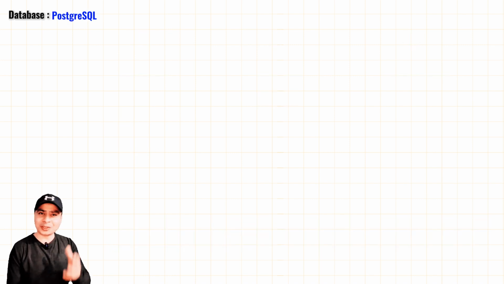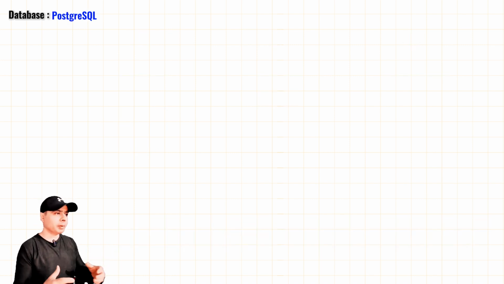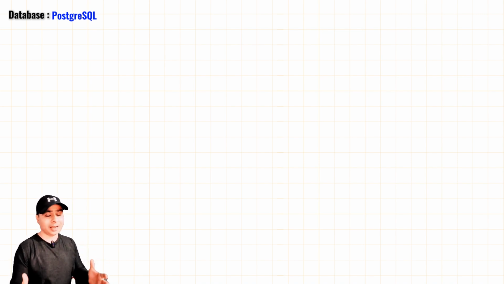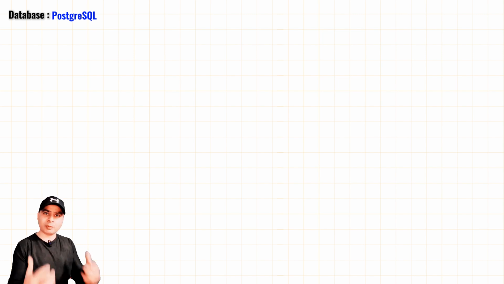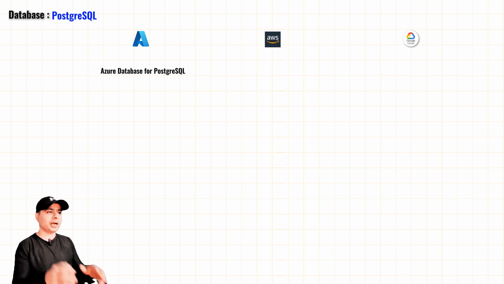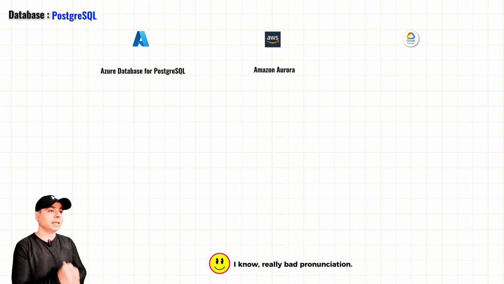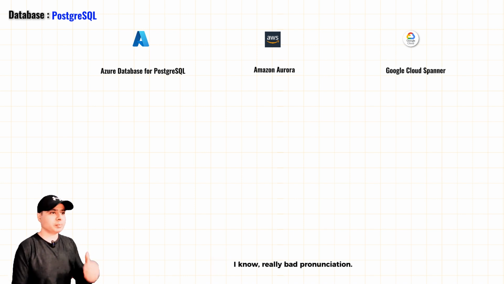And is that all for the databases? No, we have other categories of databases. So for example, we have managed PostgreSQL relational database services with automated backups and scaling. And these databases are high on performance and scalability. From the Microsoft Azure side, we have Azure Database for PostgreSQL. From the Amazon side, we have Amazon Aurora. Then from the Google side, we have Google Spanner.